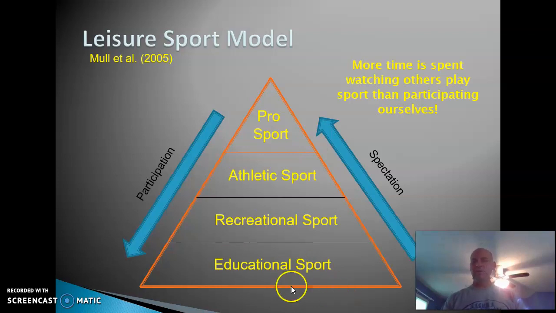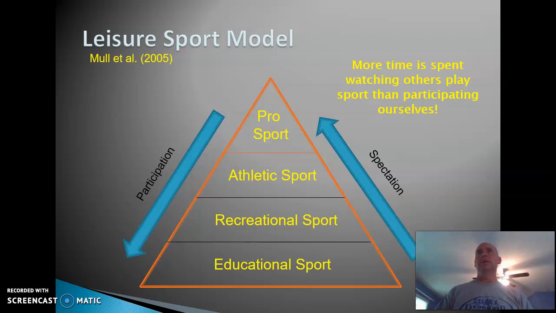You know, educational sports, there's not too many spectators for that. Maybe the parents come out and watch the kids run around on the soccer field or learn about how to do kicks and headers and throw it in. But they're getting those basics, okay? But not too much spectator action there.